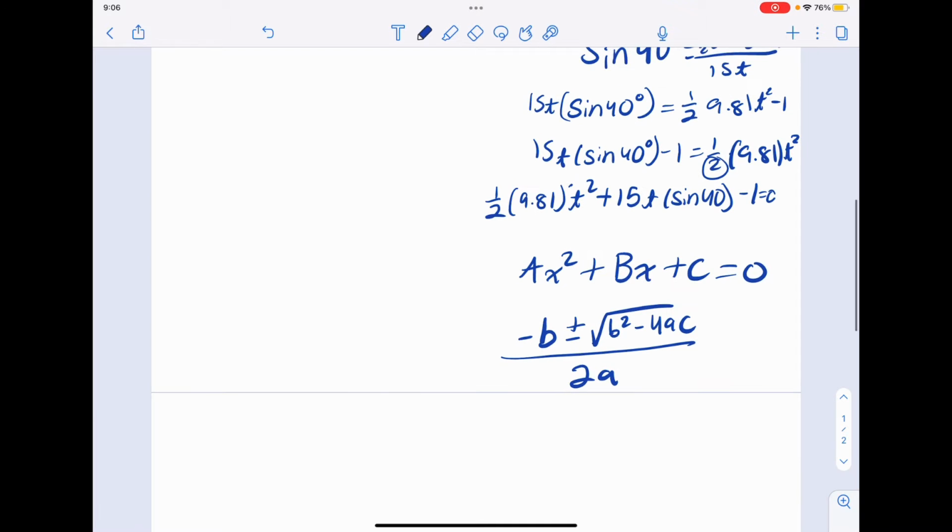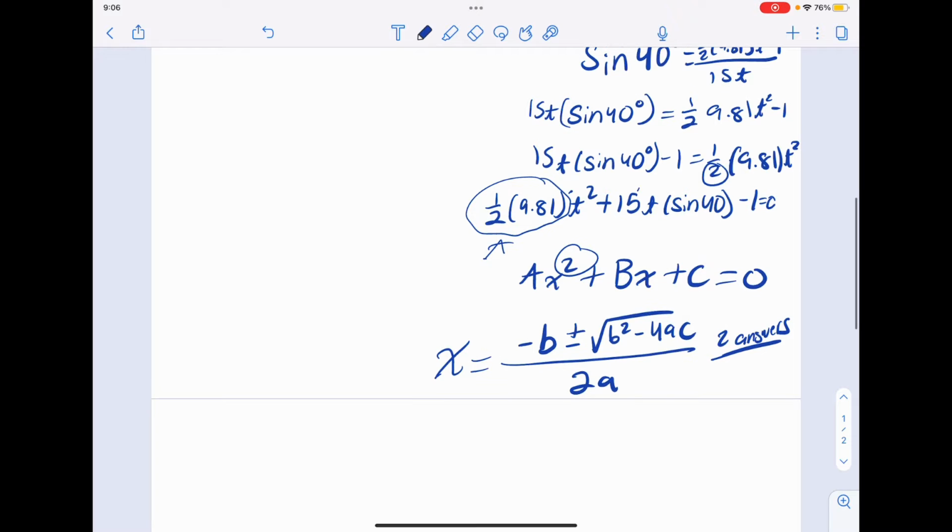So this is our quadratic formula, right? This is going to give you x, and it's going to give you 2 answers because there's a degree of 2. So we're going to get 2 answers, right? So when plugging into this formula, we would end up with all of this as A. 15 would be B. Oh, no, 15 sine 40.